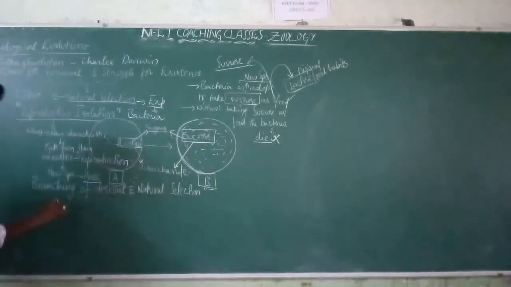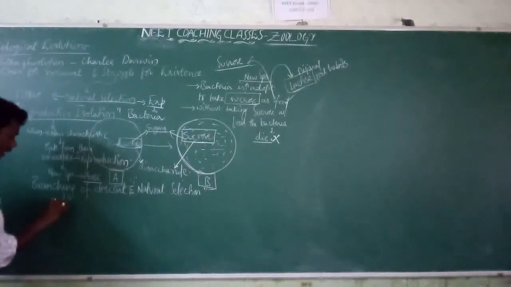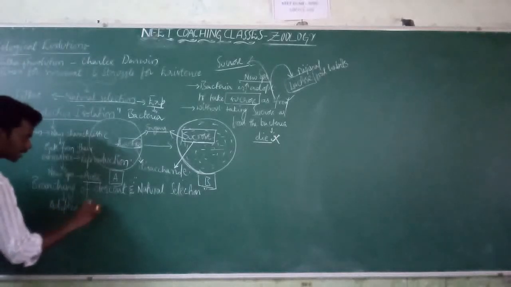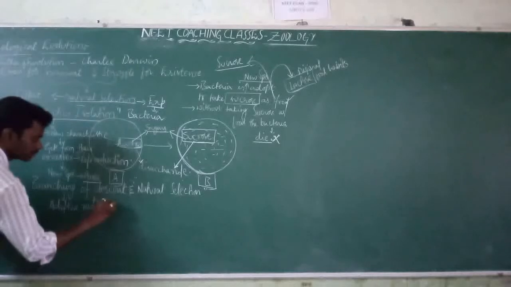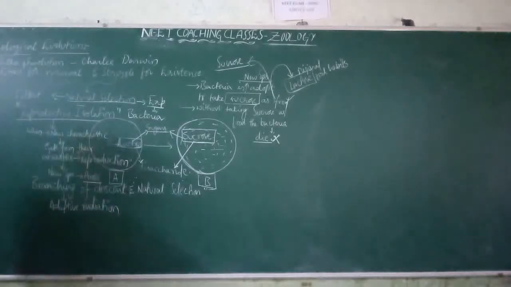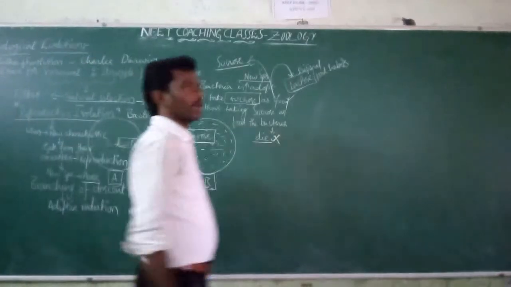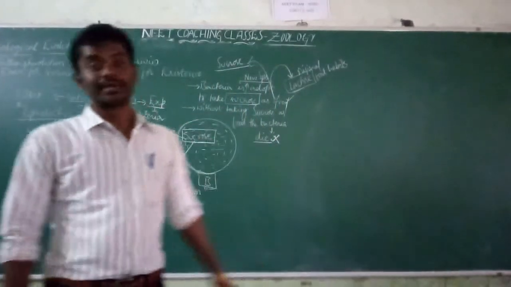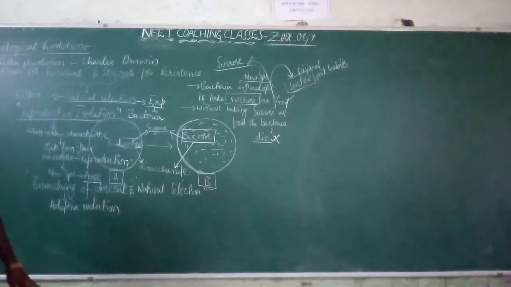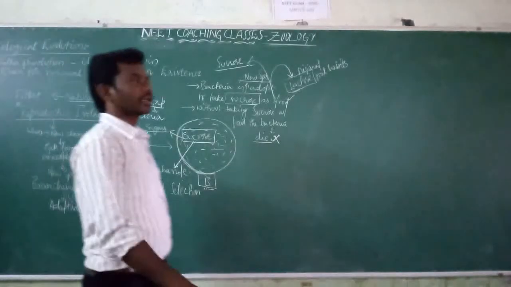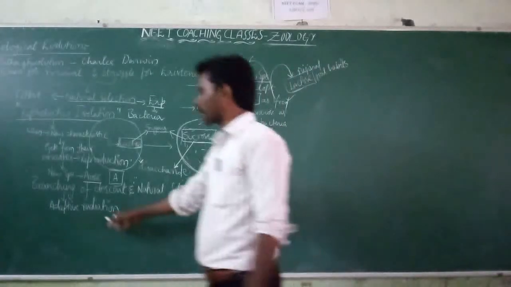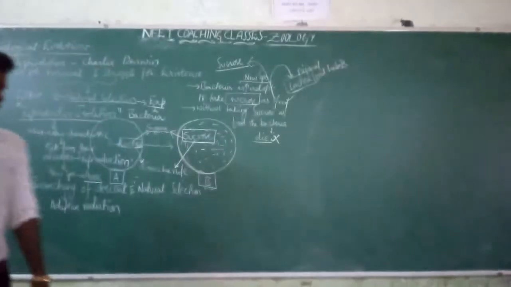Here, branching of descent is nothing but adaptive radiation. Adaptive radiation means what? According to adaptive radiation, one organism produces different types of species and they can split into different geographical areas. It's nothing but called adaptive radiation.